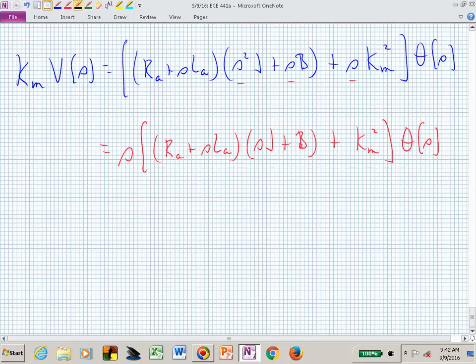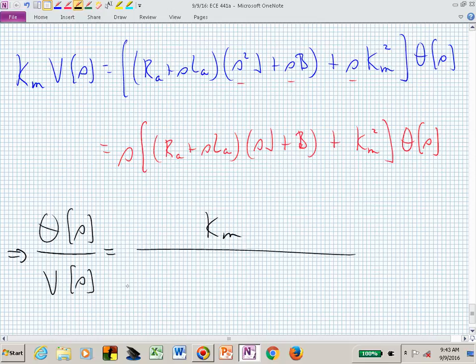And now I can simply divide out to find my transfer function. My input was V, my output was theta. I'm now looking to find theta sub s over V of s. Or I now have k sub m over s times the quantity s L sub a plus r sub a, times s j plus b, plus k sub m squared.